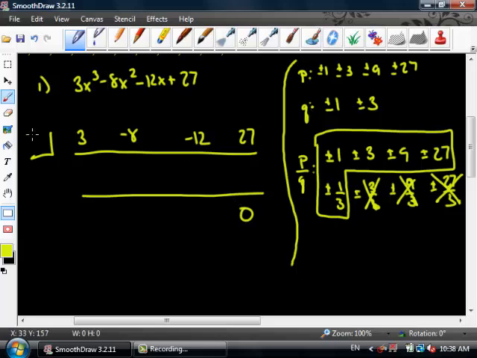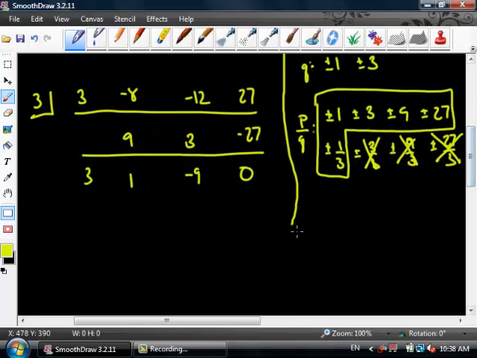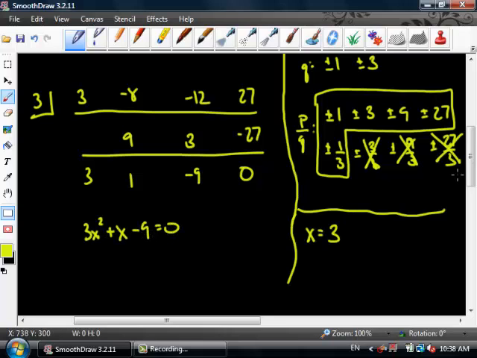Does anyone have a number that definitely worked? Taylor? 3. That one worked, so we pull down a 3 here, so we've got 9, 1, 3, -9, and -27. And so now, since that worked, we can say x equals 3. And now, this used to be x to the third, it is now x squared, so 3x squared. This was x squared, it is now x, and then minus 9 equals 0.